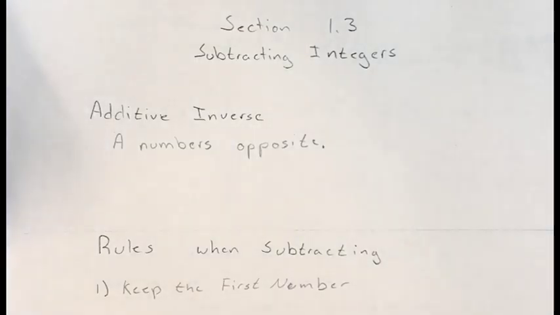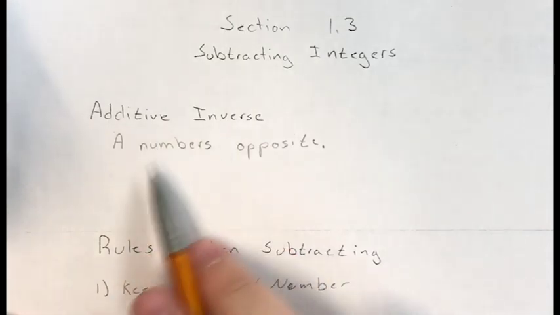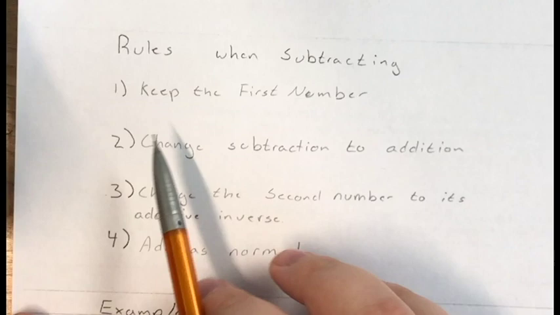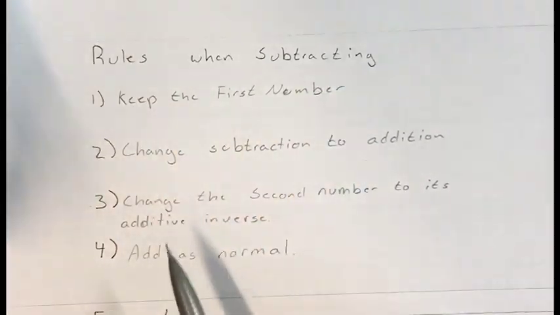Section 1.3, we're going to be doing subtracting integers. And quite frankly, it's pretty easy if you can just remember a couple of things. First off, when we are subtracting integers, we're actually going to be doing what's called adding the additive inverse. In other words, let's just explain what the additive inverse is. It's a number's opposite.